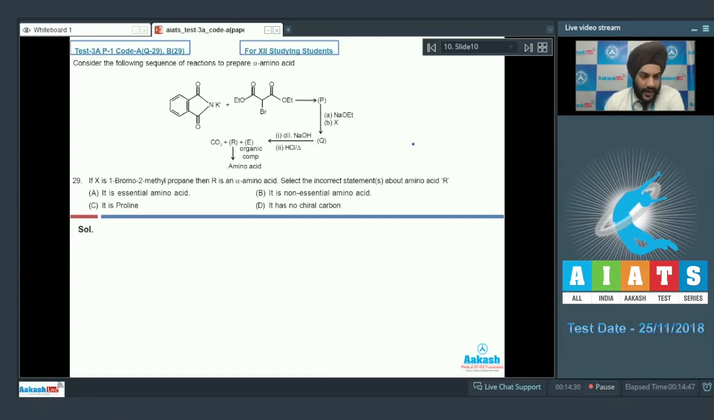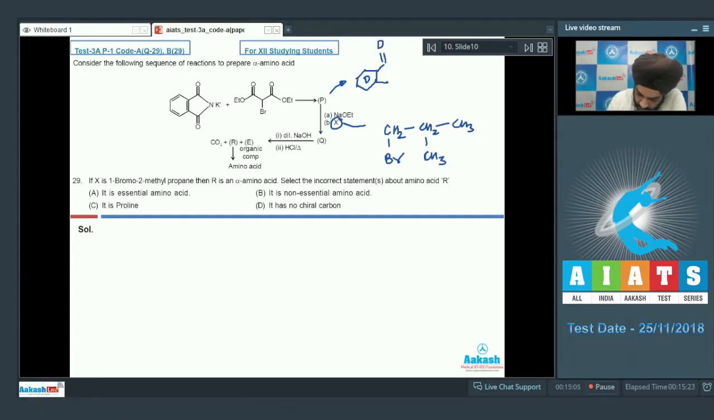Let us look at the last question for this paragraph. If X is 1-bromo-2-methylpropane. So we have been given the structure of X. X is 1-bromo-2-methylpropane. So we had seen the nucleophile which was generated on reaction of P with NaOEt. So let's draw the structure directly. So now this nucleophile will attack and make this Br group leave, which will lead to the formation of this species.